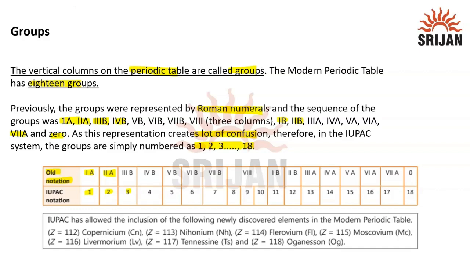IUPAC has allowed the inclusion of the following newly discovered elements in the modern periodic table. That is, from atomic number 112, copernicium, then nihonium, then flerovium, then moscovium, and then livermorium, tennessine, and finally oganesson.